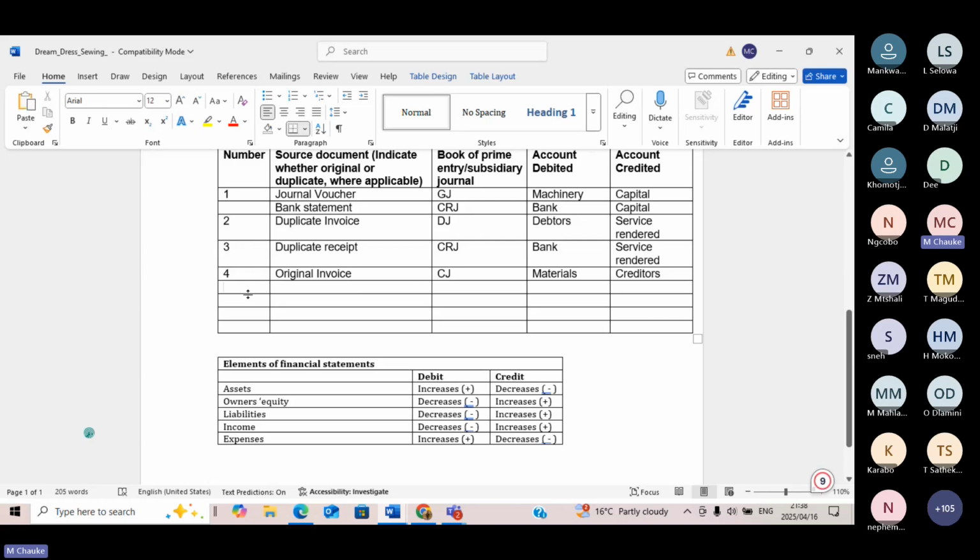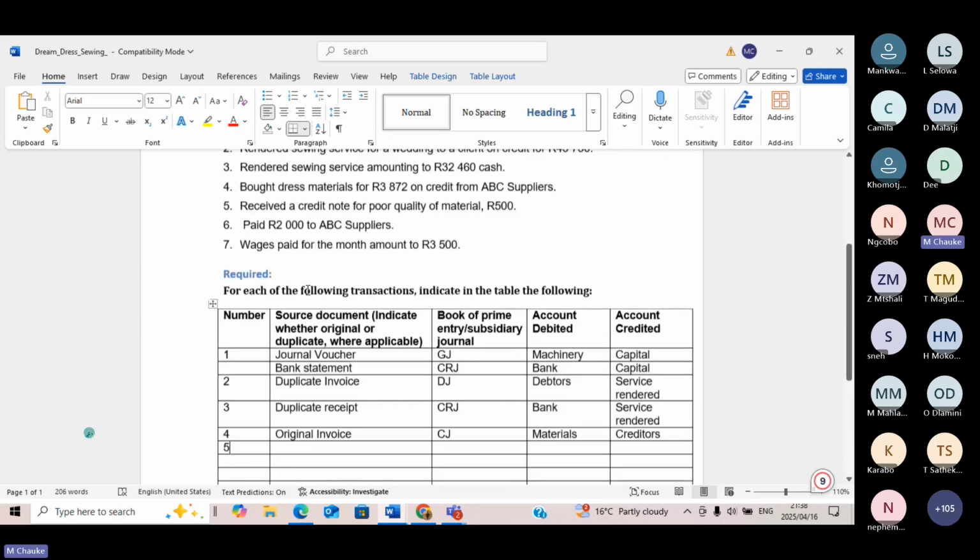We can go to transaction number 5. If there's any question, please don't forget, just unmute and say, sorry, may I speak? And then I'll listen to you, or may I ask a question? I'll also listen to you, and I'll help you with that. And then let's go to transaction number 5.